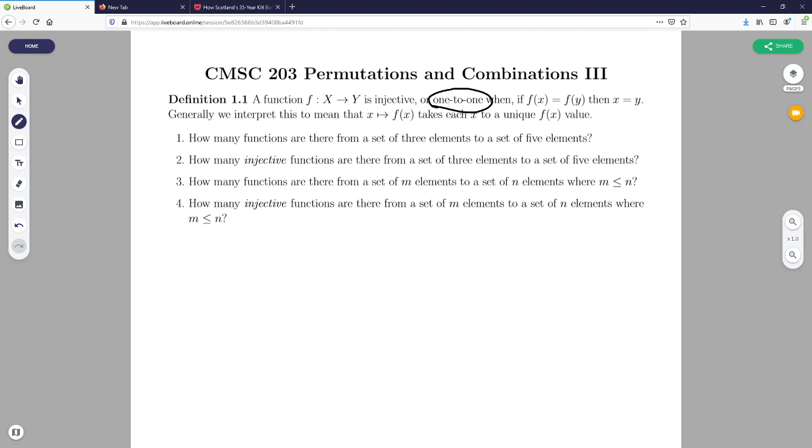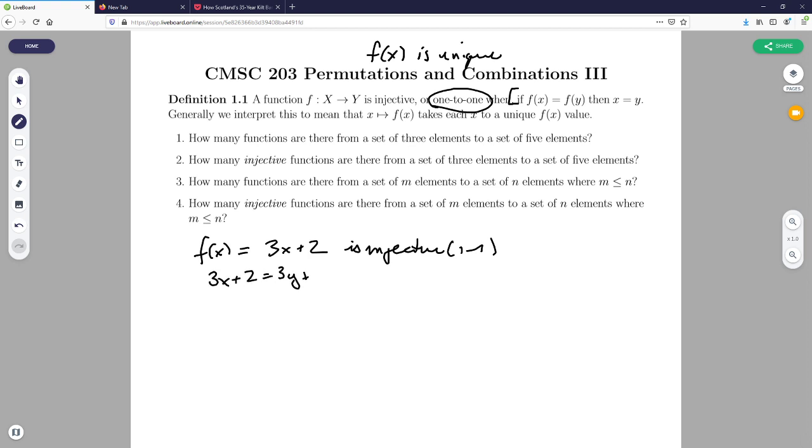So a function is one-to-one if basically any f of x is unique. The way that they generally say it in book definitions is whenever f of x is equal to f of y, then x is equal to y. So, for instance, we can say that f of x equals 3x plus 2 is injective, or one-to-one. The reason is that if 3x plus 2 equals 3y plus 2, then you can cancel out the 2's, and then you can divide by 3, and then you get x equals y. So that is essentially the proof that 3x plus 2 is injective.